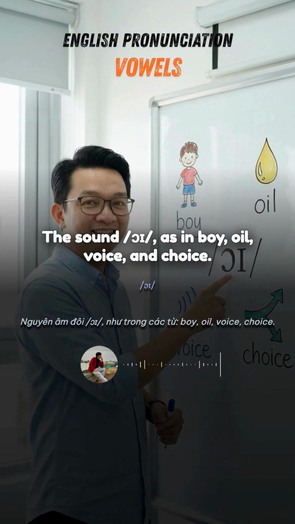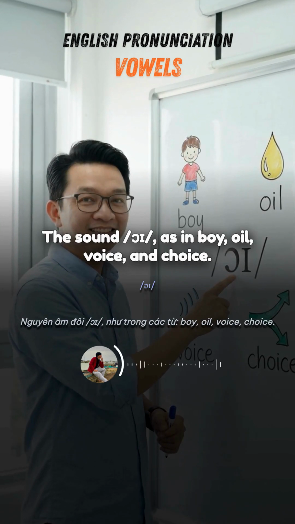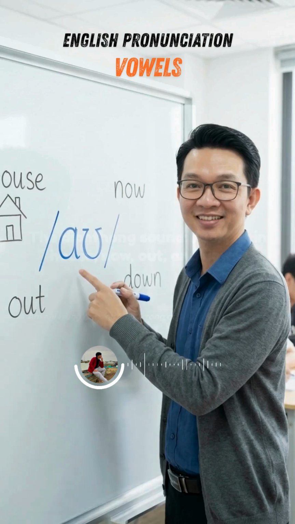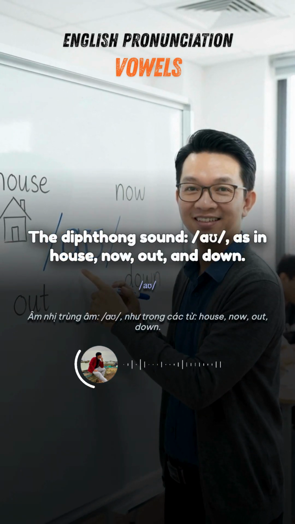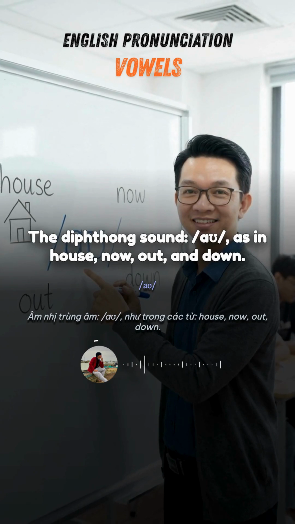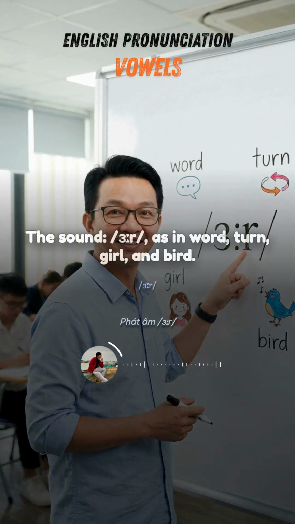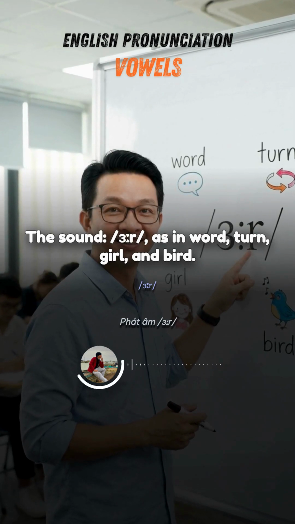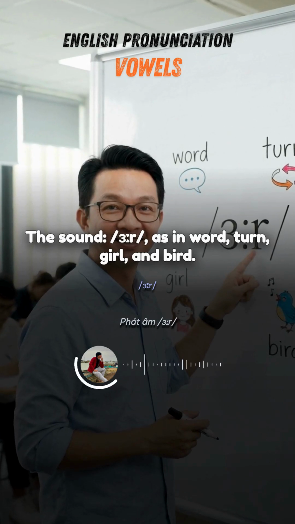The sound oi, as in boy, oil, voice, and choice. The diphthong sound ow, as in house, now, out, and down. The er sound, as in word, turn, girl, and bird.